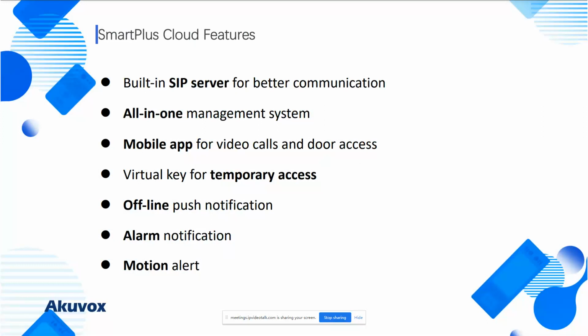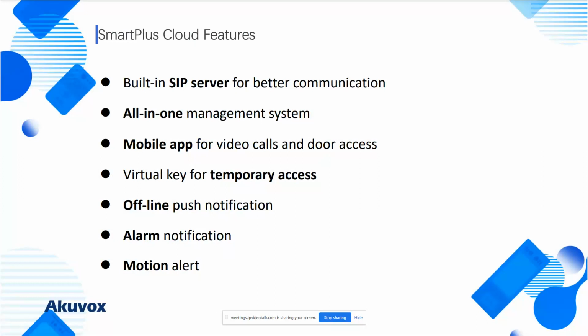And mobile apps for video calls or door phone. It basically means our app is able to answer or call a device and open a door. And virtual key for temporary access. So the application is able to create QR codes, temporary pins, and any temporary access method for visitors to use to enter the door without calling.